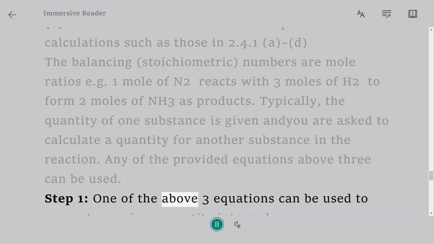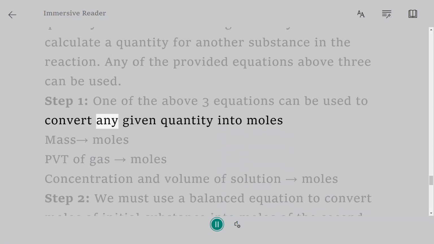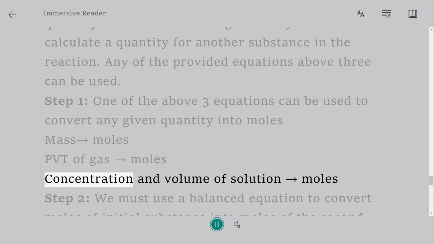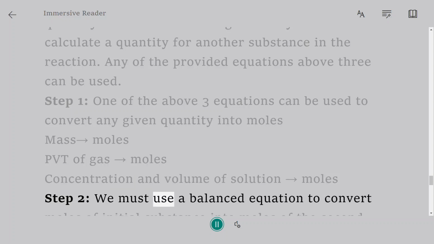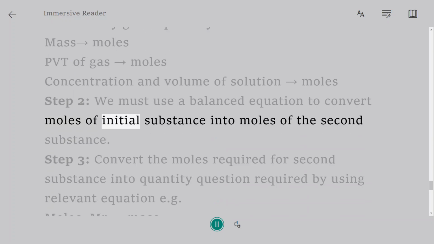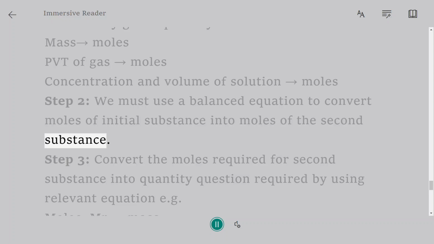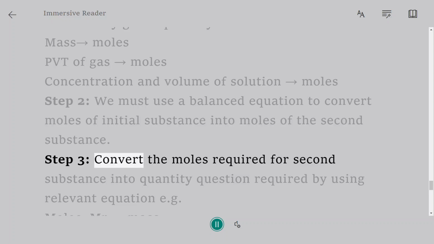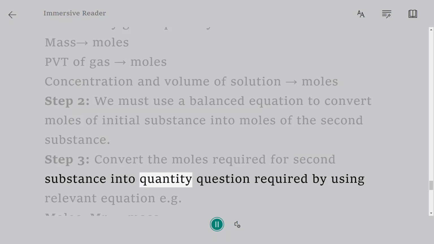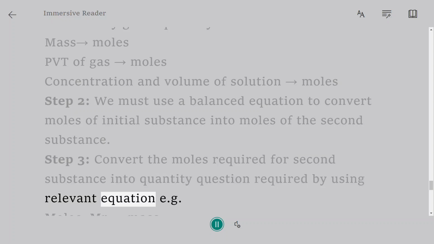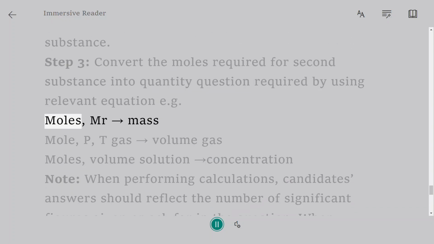Step 1. One of the above 3 equations can be used to convert any given quantity into moles. Mass to moles. PVT of gas to moles. Concentration and volume of solution to moles. Step 2. We must use a balanced equation to convert moles of initial substance into moles of the second substance. Step 3. Convert the moles required for the second substance into the quantity required by using the relevant equation, e.g. moles to mass using Mr, moles to gas volume using P, T.